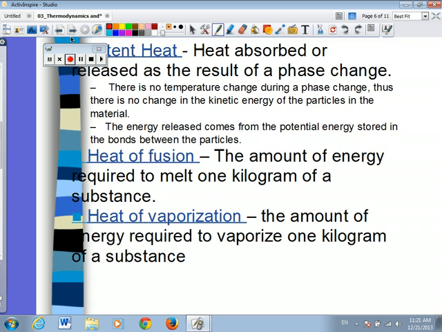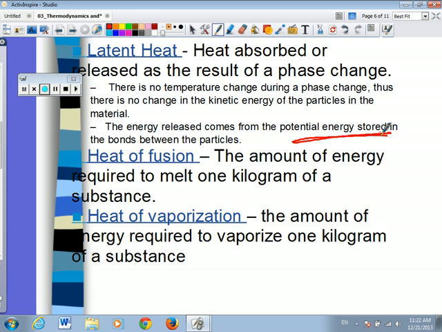There are a couple of different ideas here that we'll mess with. There's something called latent heat. What does the word latent mean? Latent heat is heat absorbed or released as the result of a phase change. There's no temperature change during a phase change. There's no change in the kinetic energy of the particles. The energy released comes from the potential energy stored in the bonds between those molecules. Does that make sense?